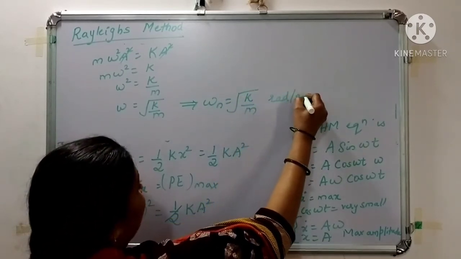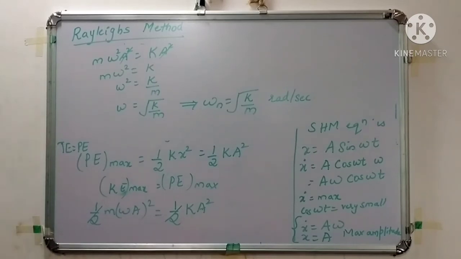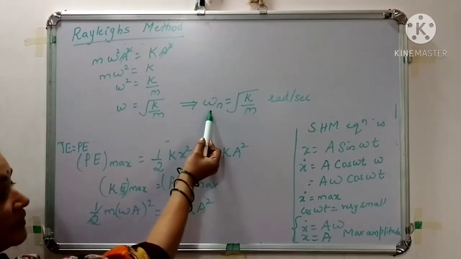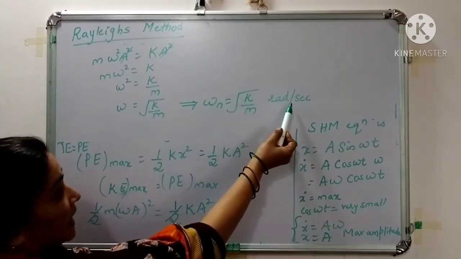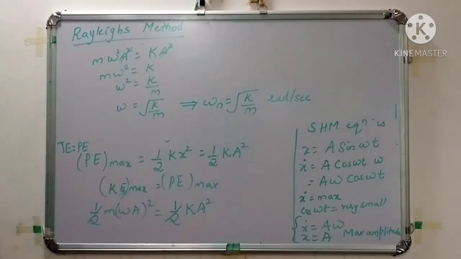It is in radians per second. What is omega n then? Omega n is your angular frequency. Angular frequency is under the root k by m radians per second.